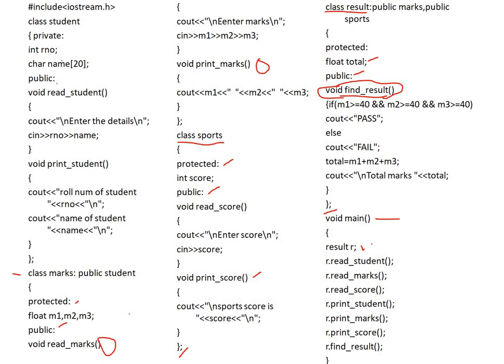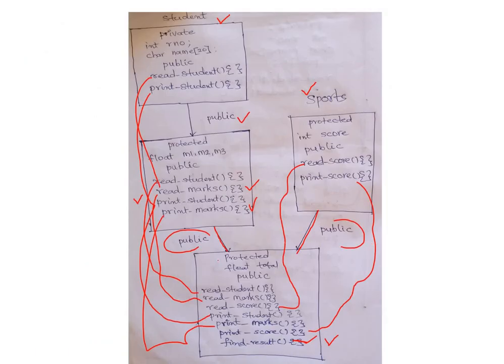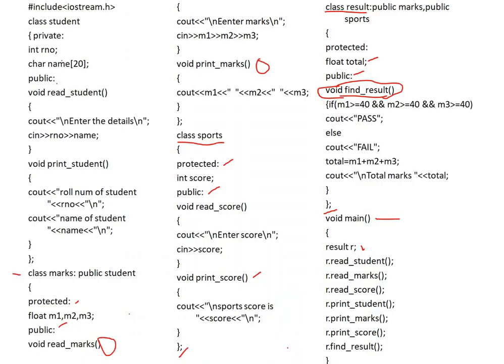So the object R invokes the public members of its class. What are the public members of its class? read_student, read_marks, read_score, print_student, print_marks, print_score, and find_result. Now look here. R dot read_student invokes what?